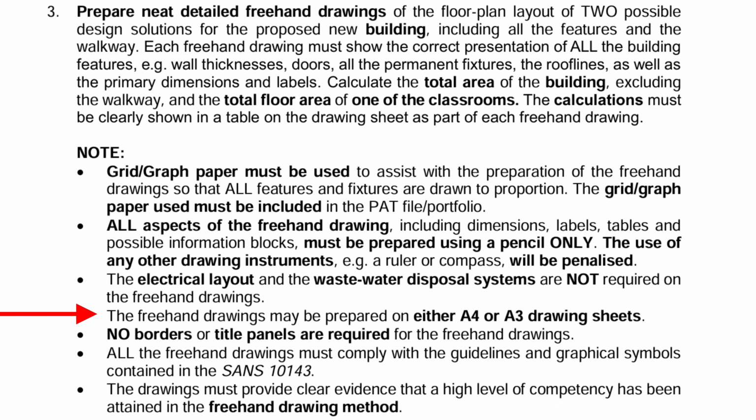The freehand drawing must be prepared on either an A4 or an A3 drawing sheet. I prefer an A3, but you have the option here to do it on an A4 if you want to. No borders or title panels are required for a freehand drawing. All the freehand drawings must comply with the guidelines and graphical symbols contained in the SANS 10143. The drawings must provide clear evidence that a high level of competency has been attained in the freehand drawing method.